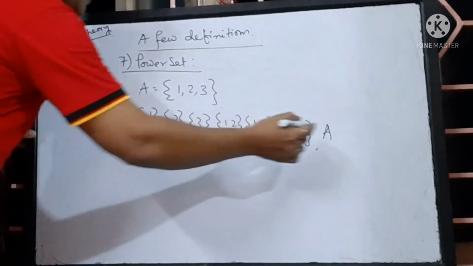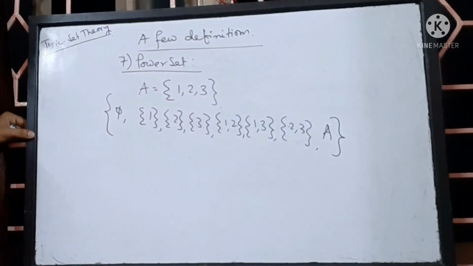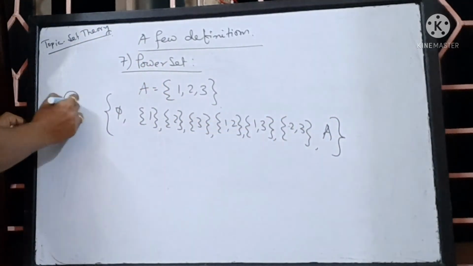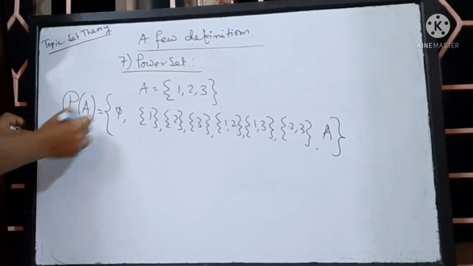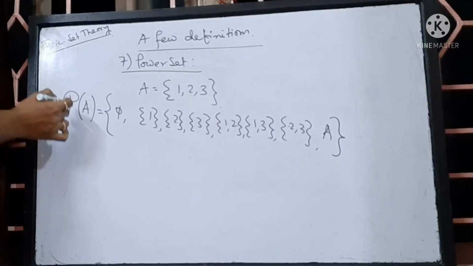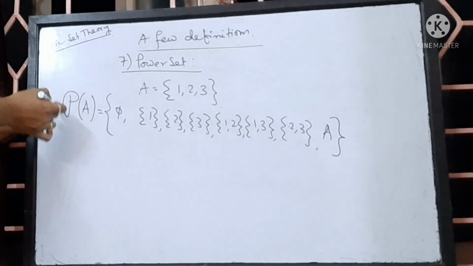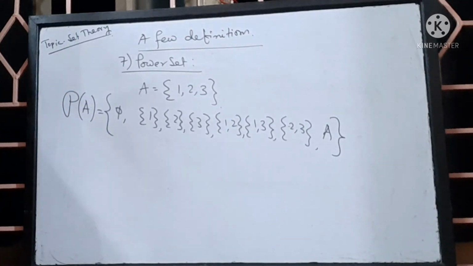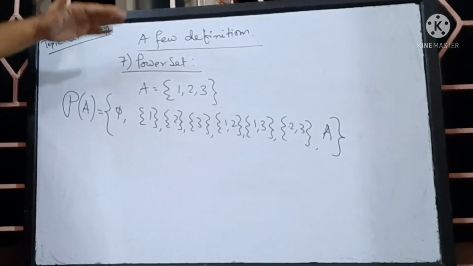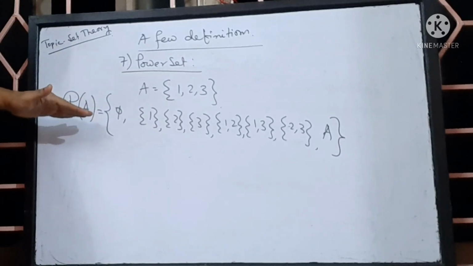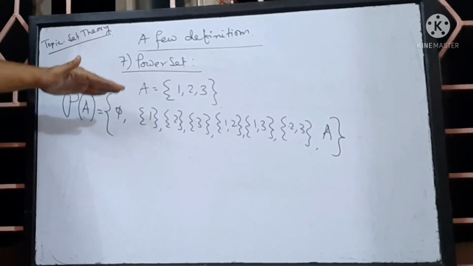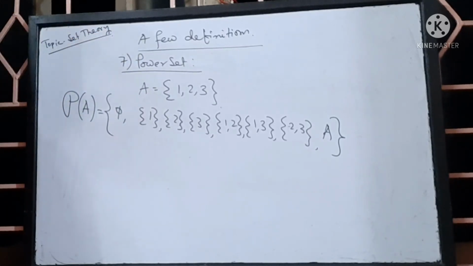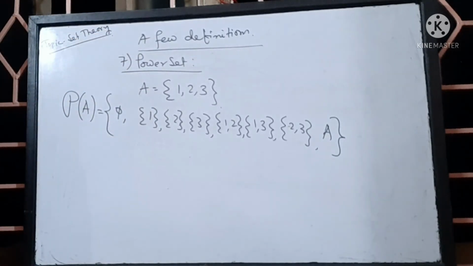All these subsets are taken in a group and called the power set of A. This is the notation: P is written like this, the power set of A. So the power set of A contains all the subsets of the set A. The power set of A is a set which contains all subsets of the set A. This is called the power set.